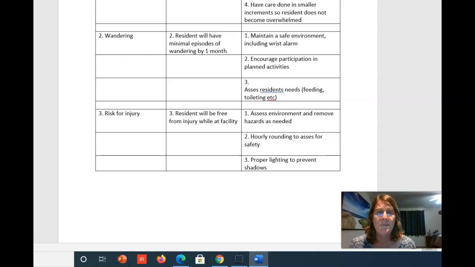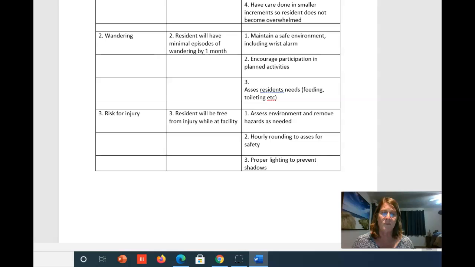So how can I keep them free from injury? I can assess their environment and remove hazards. So if they have things that are potential trip hazards, things that are in their way, things that can get them tangled up, I can always assess for those types of things.